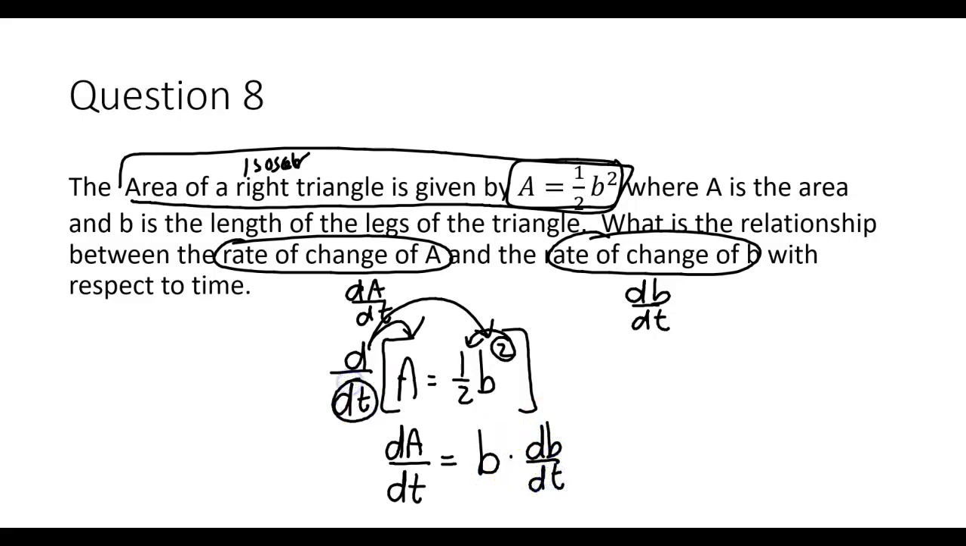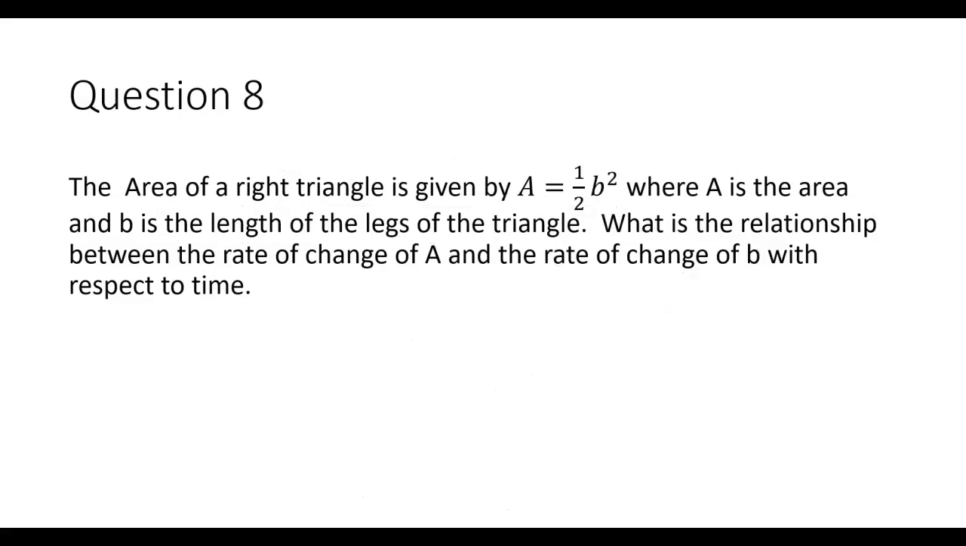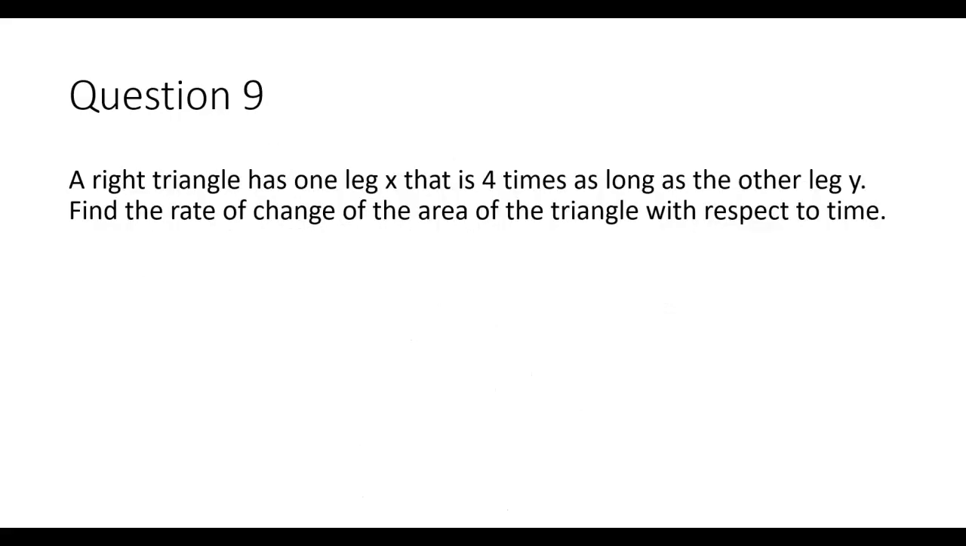Anytime this letter doesn't match that letter, you always get a prime as a result. And so here's how the rate of change of the area relates to the rate of change of the legs. The rate of change of the area is equal to the length of the leg times the rate of change of the length of the leg. And so there it is. So basically just write a formula and take its derivative. Okay? Let's go ahead and take a look at question 9.